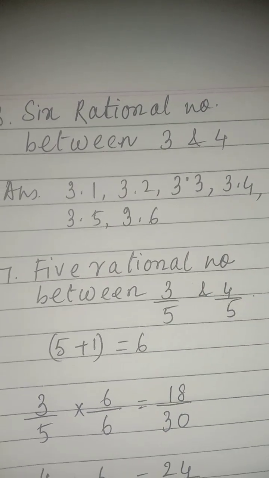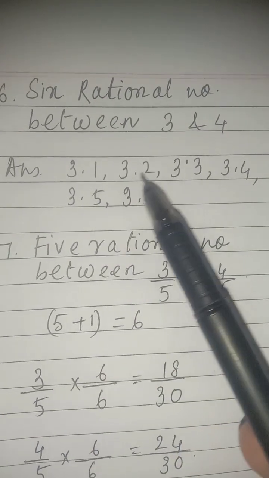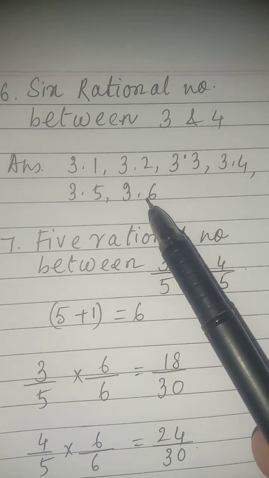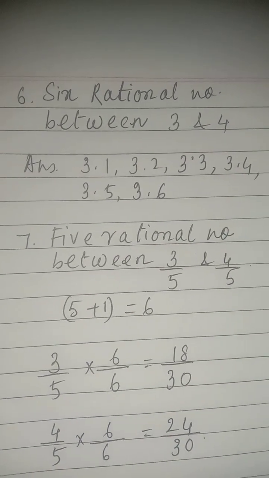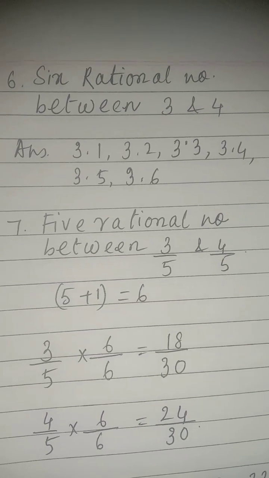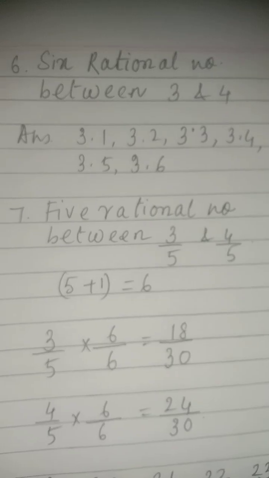Now you have to insert 6 rational numbers between 3 and 4. So the decimal numbers can easily be inserted: 3.1, 3.2, 3.3, 3.4, 3.5, 3.6. 3.7, 3.8, 3.9 can also be written, but since we have to insert only 6, we have written only the first 6.